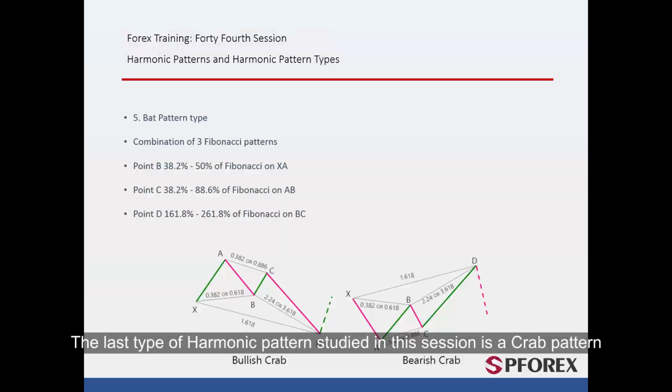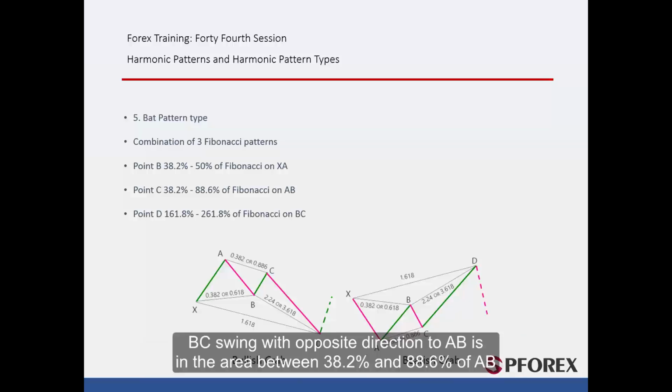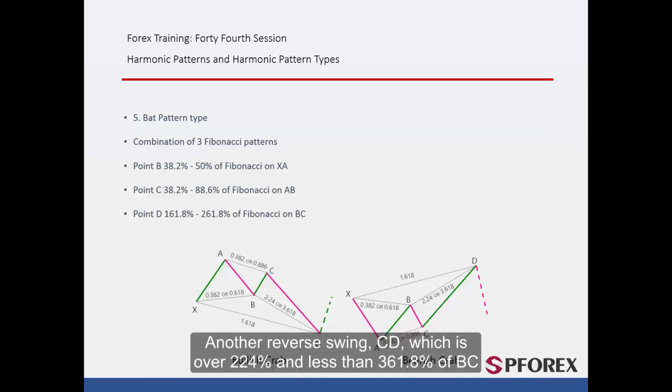The last type of harmonic pattern studied in this session is the crab pattern. The first swing is from X to A, followed by an AB swing on the region between 38.2% and 61.8% of XA. The BC swing, with opposite direction to AB, is in the area between 38.2% and 88.6% of AB. Another reverse swing, CD, is over 224% and less than 361.8% of BC.